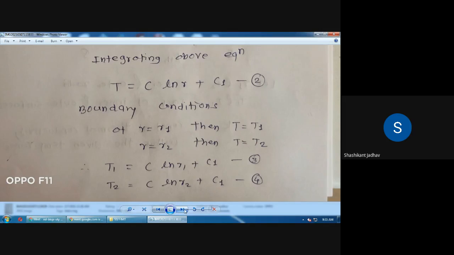Now next we have to write down. T1 is equal to C ln of r1 plus C1, that is equation number 3, and T2 is equal to C ln of r2 plus C1, that is equation number 4. Now subtract equation 4 from equation 3. So T1 minus T2 is equal to what? C ln of r1 minus C ln of r2, because the plus C1 will be cancelled, C1 minus C1 becomes 0.